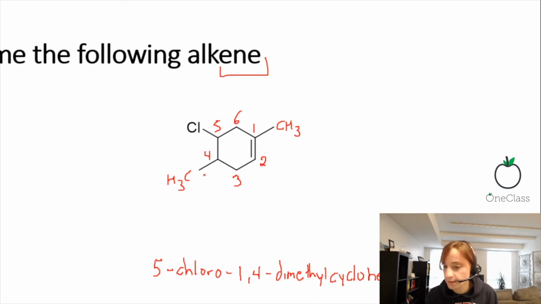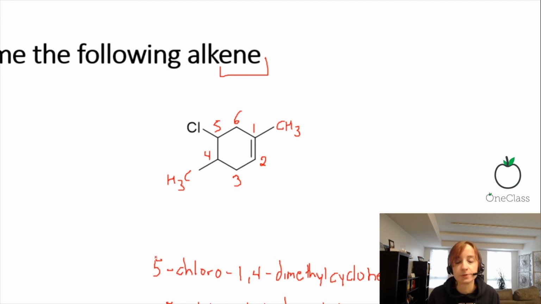So one thing that I also just forgot to do is that you need to include the number of the alkene. So we're not quite done. One more thing. So 5-chloro, 1,4-dimethyl. Cyclo stays fine. Hex. And it starts at carbon 1, so you write 1-ene.